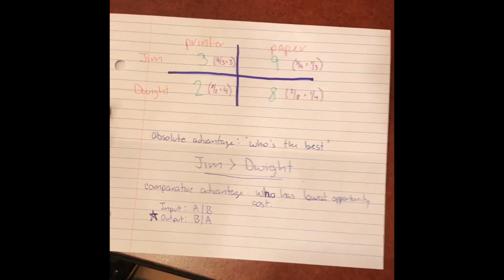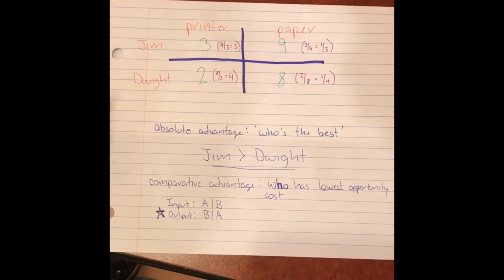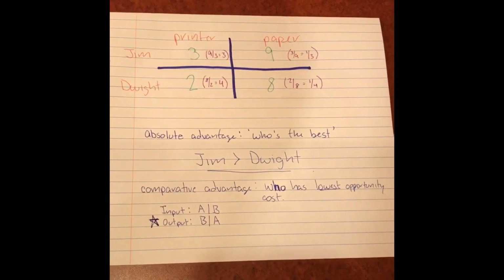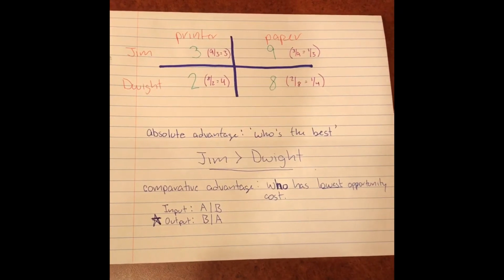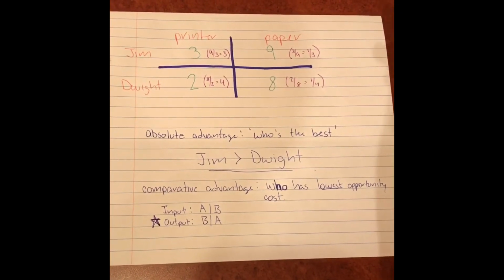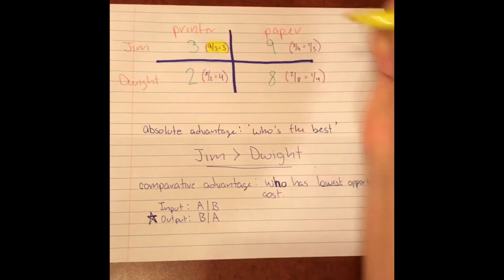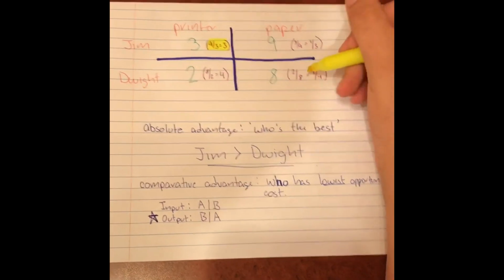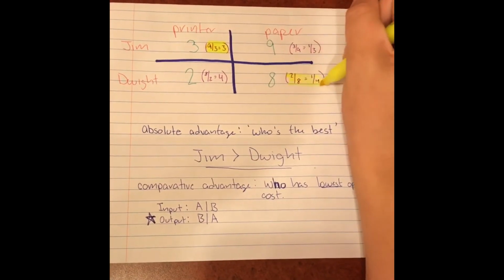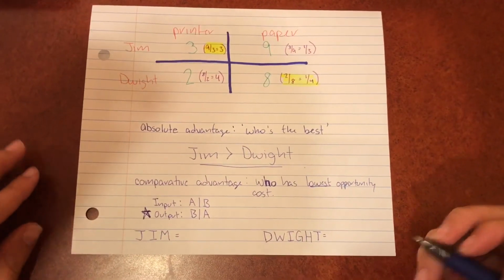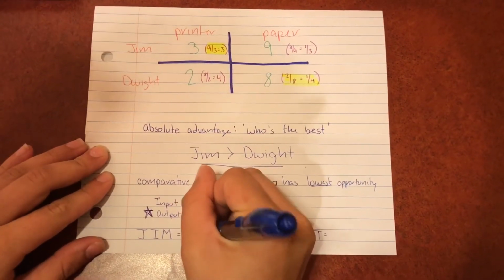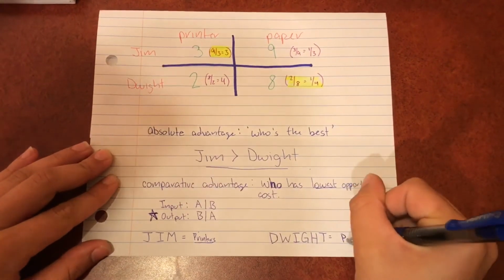Well, not so fast. Now we have to figure out who has the comparative advantage in each category. Quick reminder, comparative advantage is whoever has the least opportunity cost. Now, let's look back at our chart where we wrote in the opportunity costs. So, for printers, Jim has the lower opportunity cost of 3, giving him the comparative advantage. In the sale of paper, Dwight has a lower opportunity cost of 1/4, giving him the comparative advantage. Now, Jim should specialize in the sale of printers, and Dwight in the sale of paper, together making them more efficient.